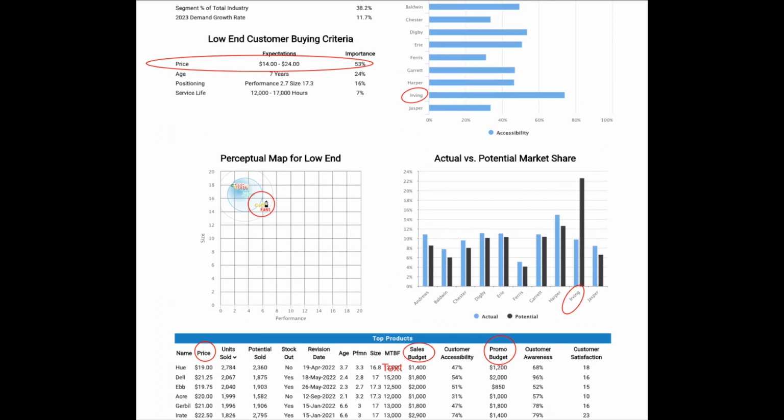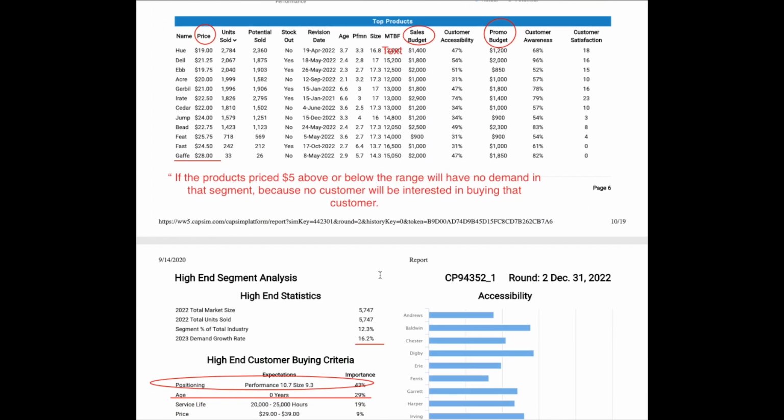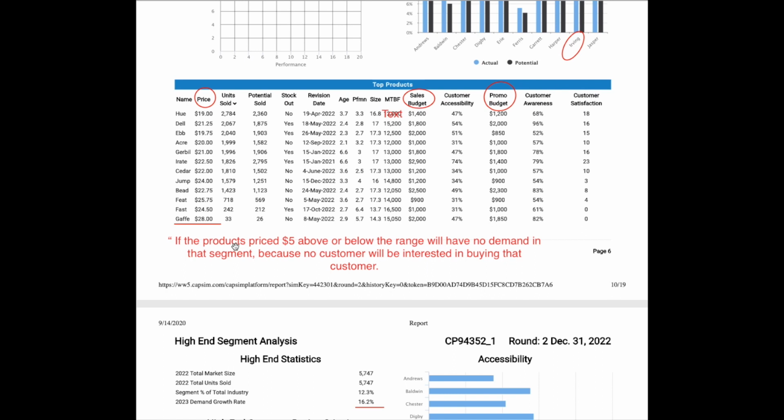So you can see those two products are out of the circle. So Team Garrett and Team Ferris need to pay attention to these two products. Again, if the product price is $5 above or below the range, we'll have no demand in that segment. So for those teams, you need to fully assess what is going on with your price, why you cannot sell, okay? Because no customer will be interested in buying that product.